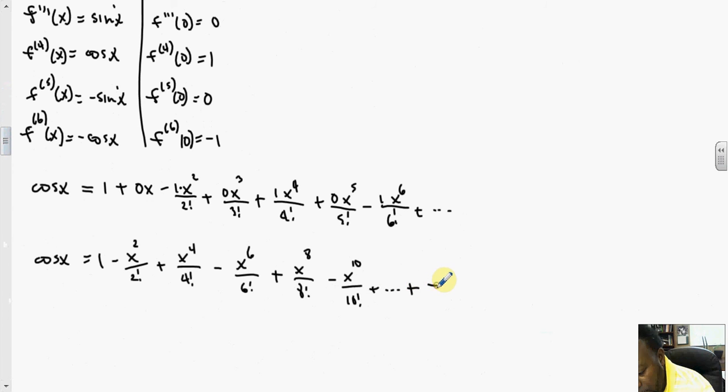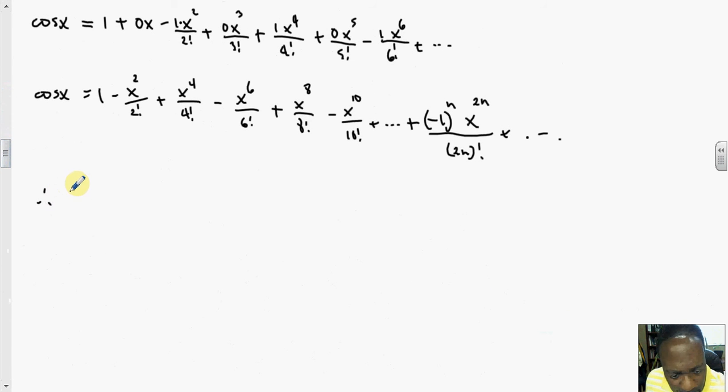The series terms are alternating, so it's negative 1 to the n. This is x to an even number, which we represent by 2n. And then the factorials are even as well, so this is 2n factorial. Well, you know it keeps on going.